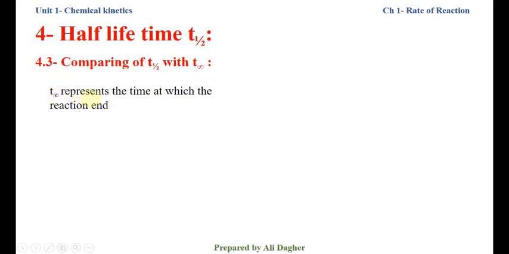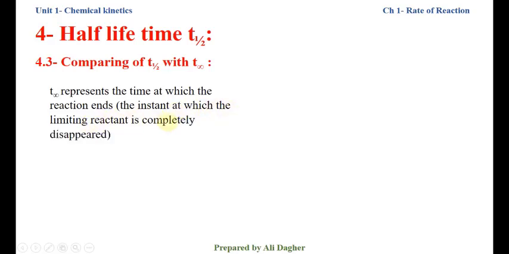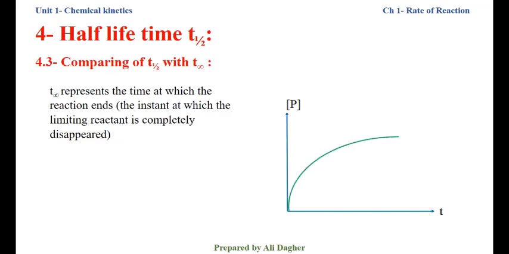T infinity represents the time at which the reaction ends, the instant at which the limiting reactant has completely disappeared. T infinity then is the end time of the reaction. This is the curve representing the variation of product with time, the concentration of product at the end of the reaction, and consider this is the end time of the reaction.